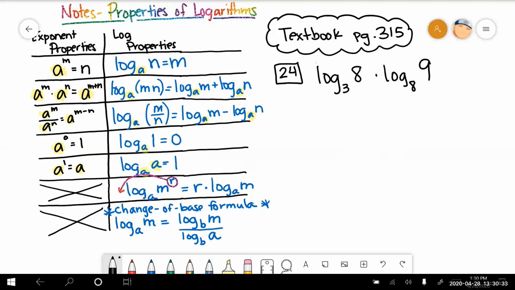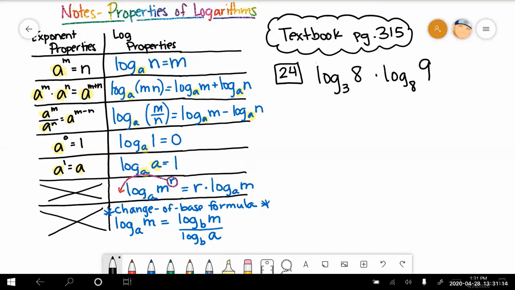And so we might be looking at our log properties now and thinking, okay, where do I see, the last time we looked for the subtraction, and we saw it in this third property here. But we don't have subtraction this time. We've got multiplication of 2 logarithms. And as I look through my properties, I don't really see anything that will help us simplify when we've got 2 logarithms being multiplied with each other. And so when I'm stuck, sometimes the best thing to do is try out our change of base formula. See if anything will cancel itself out.